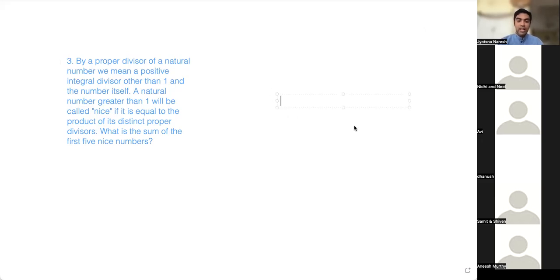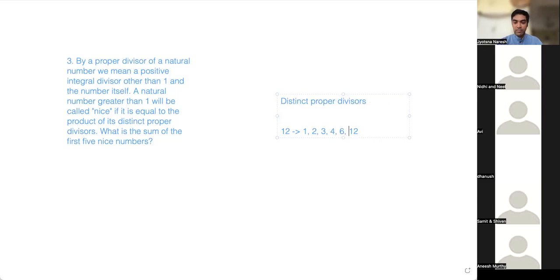So a natural number is nice if it's equal to the product of its distinct proper divisors. Now, proper divisors are all the divisors except for 1 and the number itself. So let's take an example, the number 12. What are its divisors? Its divisors would be 1, 2, 3, 4, 6, and then 12.